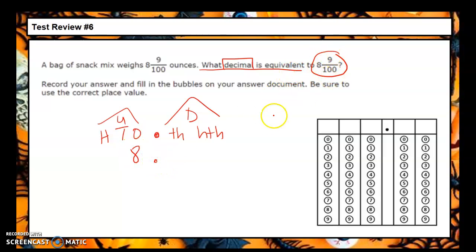Your 9 goes in your hundredths over here, but I can't leave out my tenths. I've got to go ahead and put a 0. So then it's just about filling out your chart correctly. So 8 goes before your decimal, and then 0, 9. And then you just color it in. Okay, so in that case, I need you to draw your place value chart.